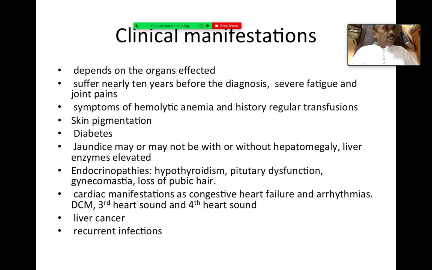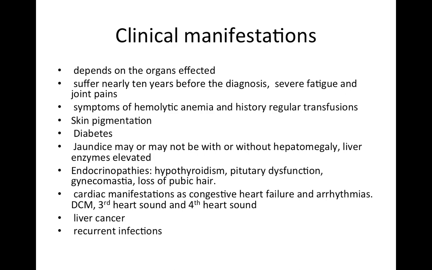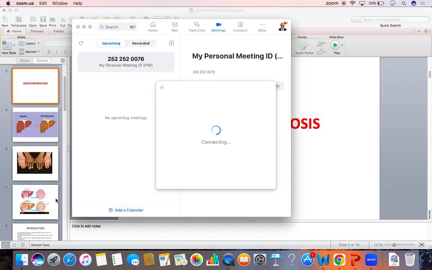Hepatocellular carcinoma is very common in the patients with hemochromatosis. As I told you, diabetes as a result of the pancreatic dysfunction is seen in 50% of the patients with hemochromatosis, and 70% of the patients with hereditary hemochromatosis suffer from hepatocellular injury and cirrhosis.